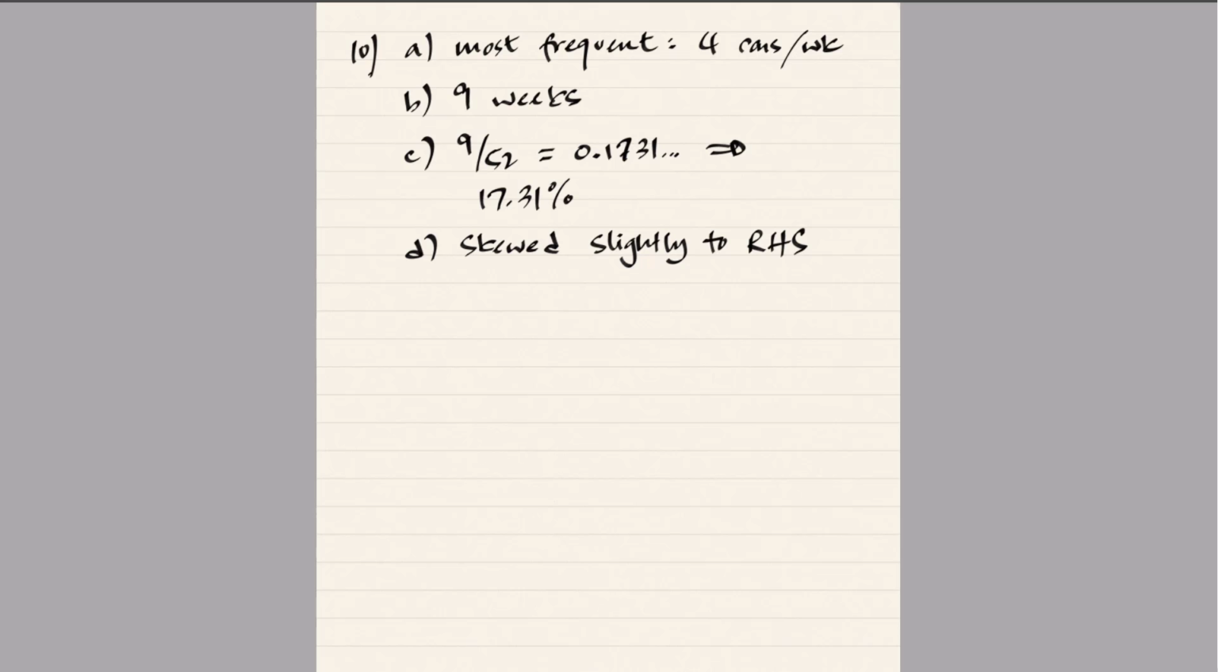So, just for clarity, here's my answers to the various parts. Again, for part A, 4 cars per week was the most frequently occurring value. 9 weeks was the number of weeks that 2 cars were sold. 9 over 52 as a percentage would be 17.31%, and I'm describing the distribution, part D, as being skewed slightly to the right-hand side, RHS being an abbreviation for right-hand side.